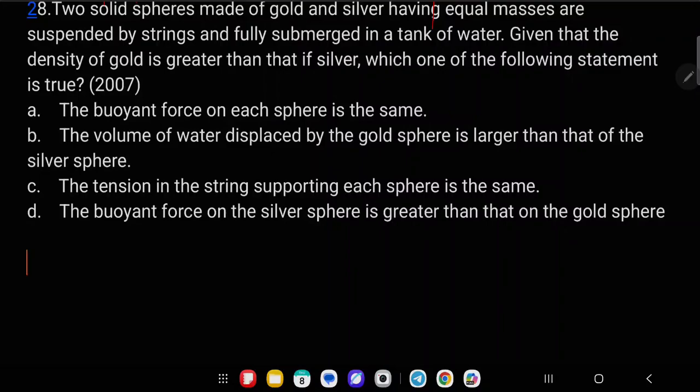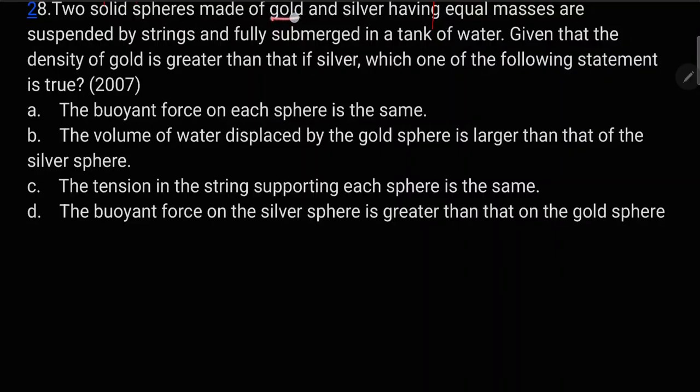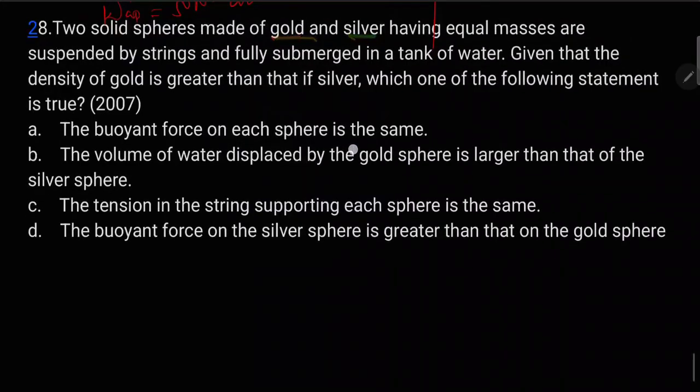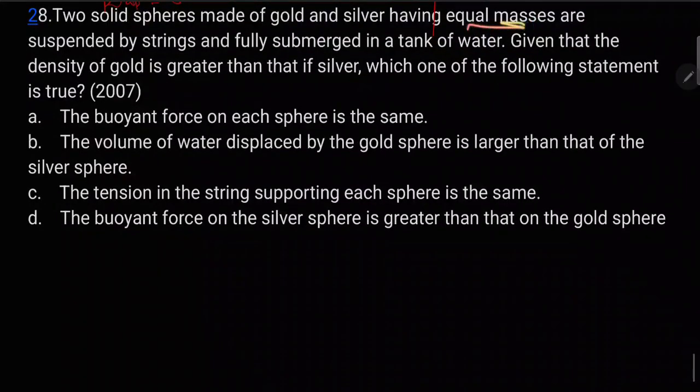Okay, number 28. Two solid spheres made of gold and silver having equal masses. So mass of the silver is equal to mass of the gold. Equal masses are suspended by string and fully submerged in a tank of water. Given that density of the gold is greater than density of the silver, which one of the following statements is true?